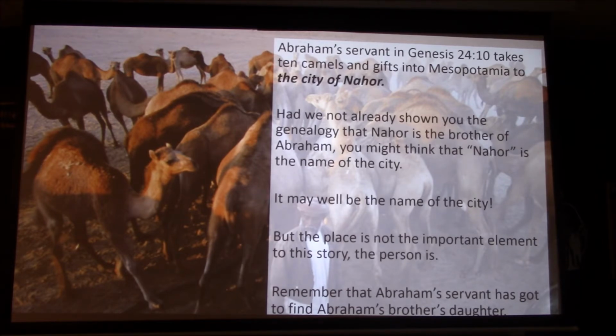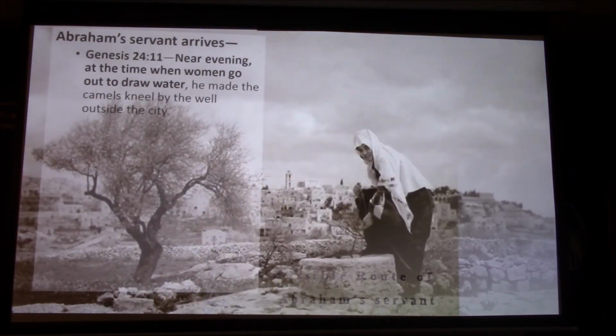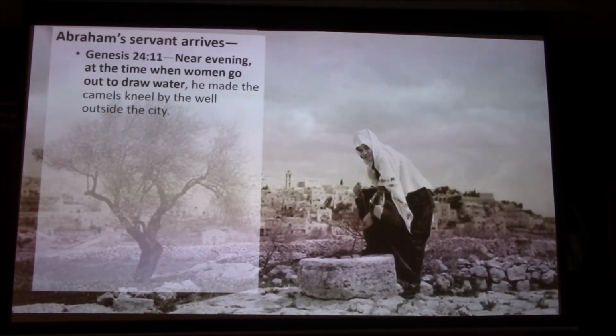You follow? If there's no daughter, well then, granddaughter. He's got to find somebody along that line. And so he goes from where Abraham is staying in Mamre all the way up the Fertile Crescent up into Aram Naharaim, Haran, Nahor, maybe. Abraham's servant arrives, Genesis chapter 24, verse 11. Near evening, at the time when women go out to draw water, he made the camels kneel by the well outside the city. Let's stop right there.